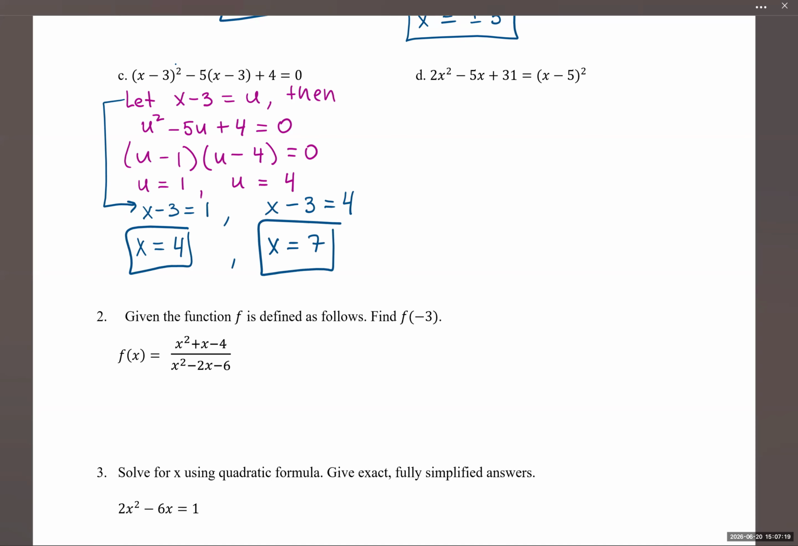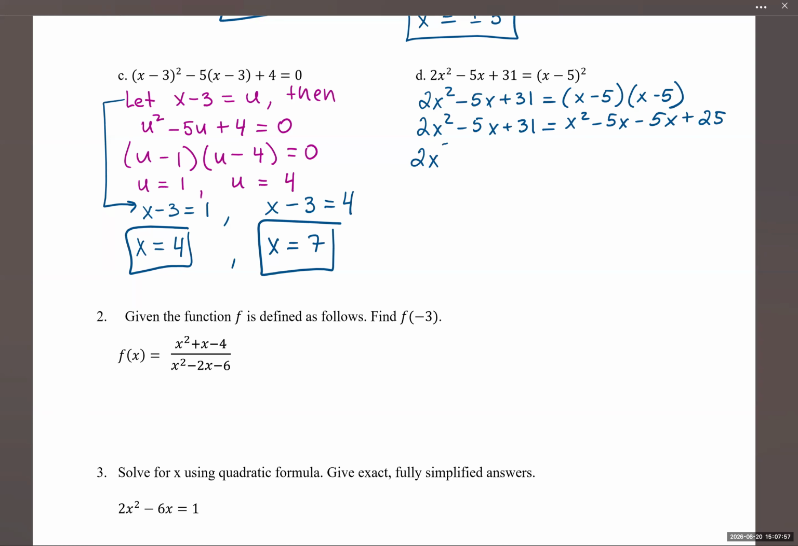Okay, part D, it's still a quadratic, cannot be done with the u substitution, really. So in this case, we just need to open the parentheses, do like terms, and then solve for x. So let's do that. 2x squared minus 5x plus 31 equals, I'm going to write it as x minus 5 times itself, x minus 5. So 2x squared minus 5x plus 31 equals x squared minus 5x minus another 5x plus 25. I'll go ahead and do the like terms on the right-hand side before dealing with everything else.